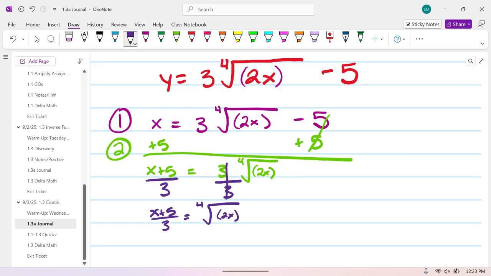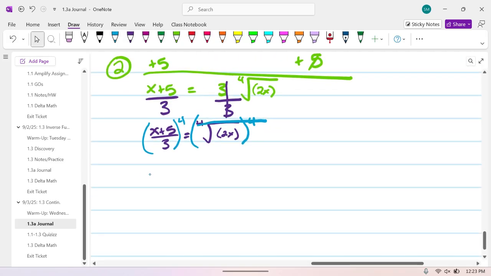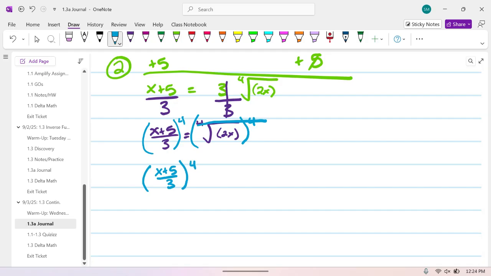So guys, whenever it comes to roots, whatever that little number is in the corner, that's the power that you're going to raise it to undo it. So the seventh root, raise it to the seventh power. Fourth root to the fourth power, square root, square it. 10th root, raise to the 10th power. It basically tells you what to raise it to. So we're going to raise both sides to the fourth power. The root and the fourth cancel out on the right. I'm left with x plus 5 over 3, all raised to the fourth power, and it's equal to 2x.